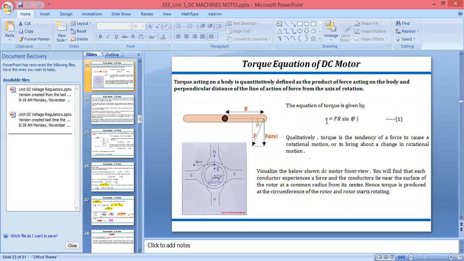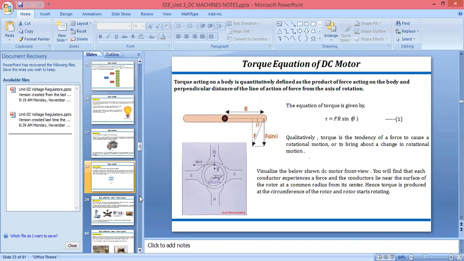This is the symbol for torque. You can take torque equal to this sign. You can see here a slipping line and an opposite J. Or you can take capital T also.